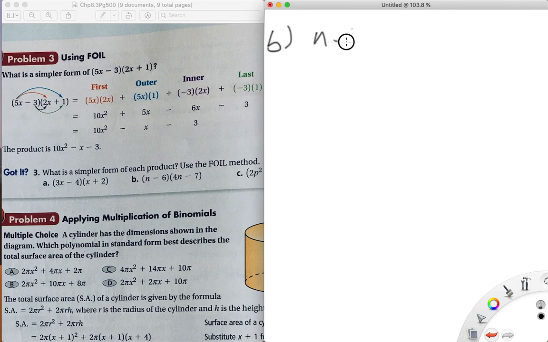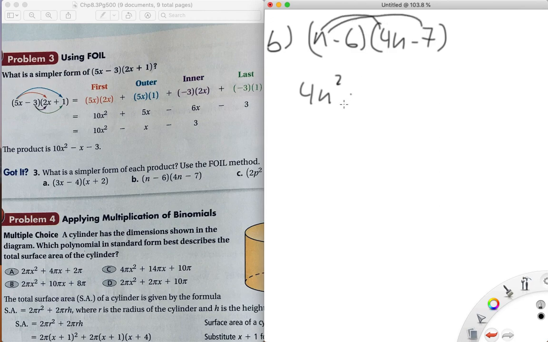B. We have n minus 6 times 4n minus 7. So n times 4n is 4n squared. That's the first. The outside is n times negative 7. So n times negative 7 is negative 7n. Inside, inner, negative 6 times 4 is negative 24n, and then last, negative 6 times negative 7 is positive 42.